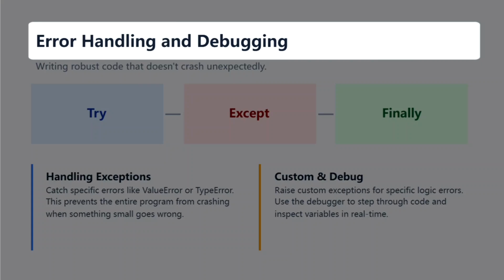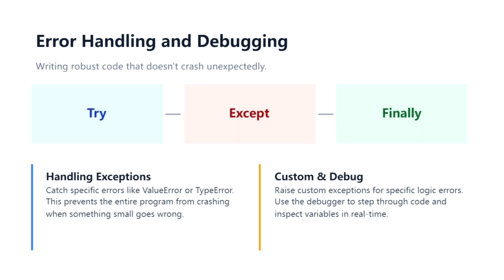Building on our discussion about managing resources like files and connections, let's dive into how we handle the unexpected situations that inevitably arise when those processes fail. This brings us to error handling and debugging. Our ultimate goal is to write robust code that doesn't crash unexpectedly. It's about making our programs resilient and professional, ensuring they can recover gracefully from errors.